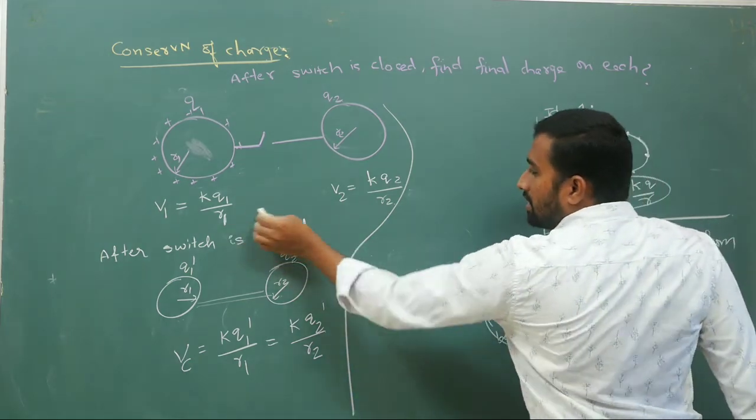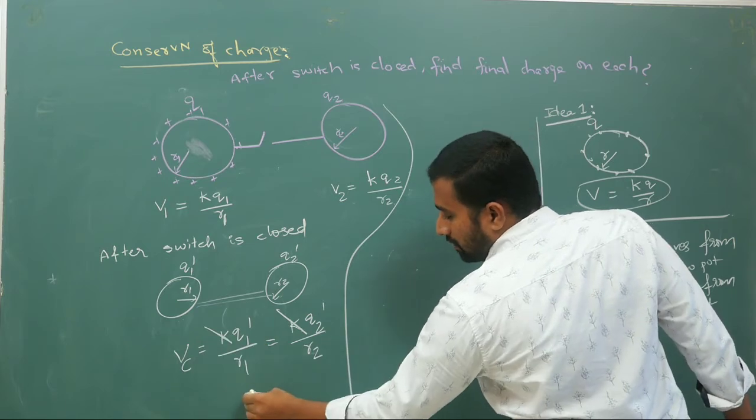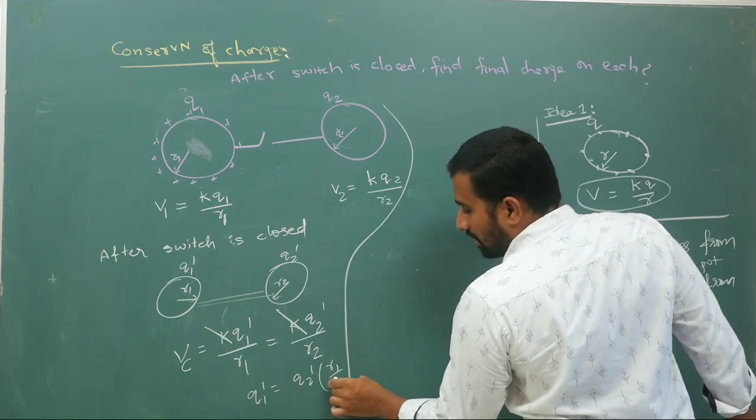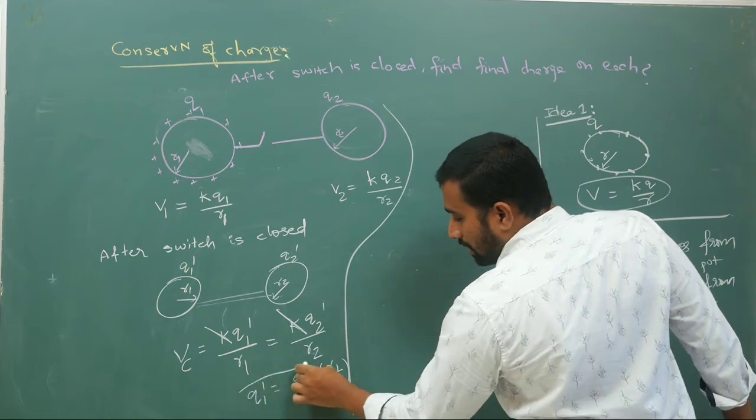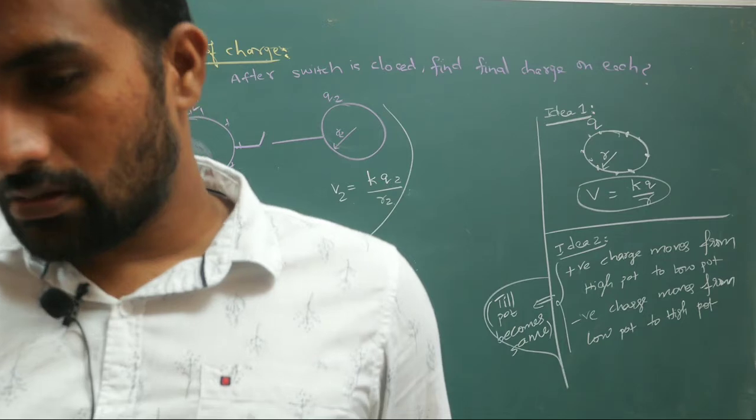Now here, initially these two are not equal. You have only one equation, k will cancel off, and you will get q1 dash is q2 dash times r1 by r2. Okay, now you have got your relation between charges, that's all.